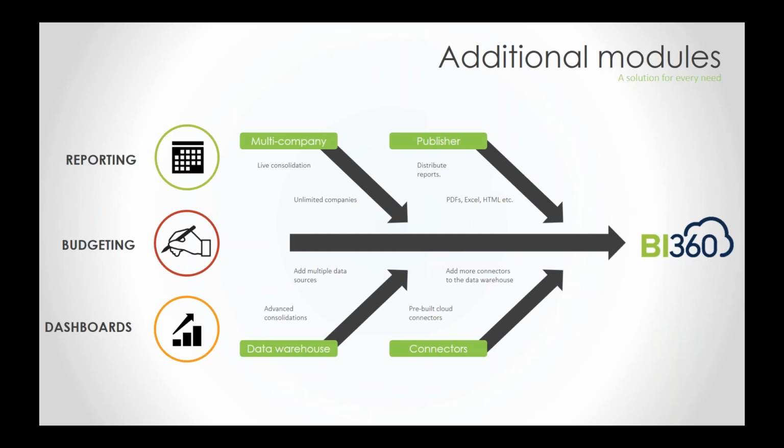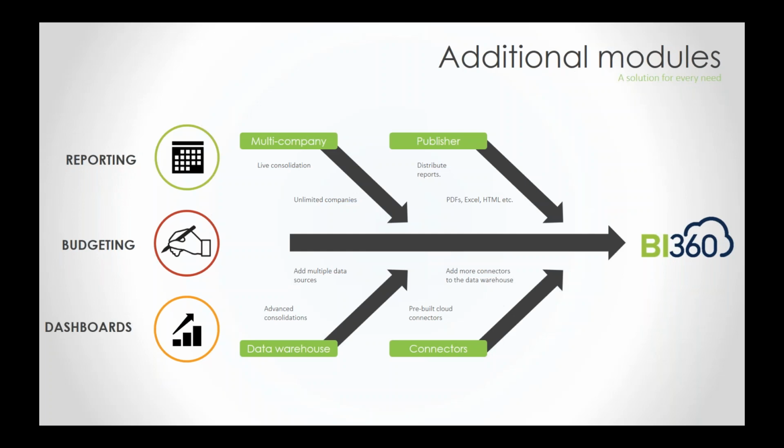Then we have the publisher. I mentioned that. That's for distributing reports by email as a PDF, Excel, or HTML. It can be scheduled and it can be run on conditions. So for instance, every Monday morning at 9, it will distribute the last week sales reports or the last week customer reports, etc., all automatically, and the receivers do not need a license at all.